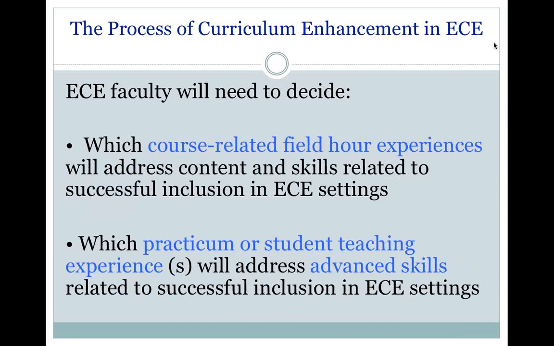As I mentioned, while the changes are comprehensive and complex, they're not inscrutable. There is a template. There are some directions. There are some benchmarks we can examine as we move to enhance the curriculum content in the early childhood education teacher preparation program.